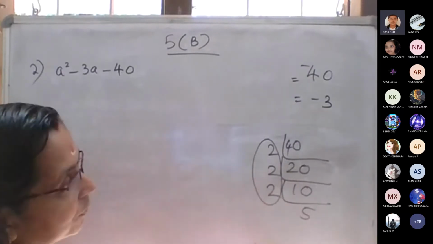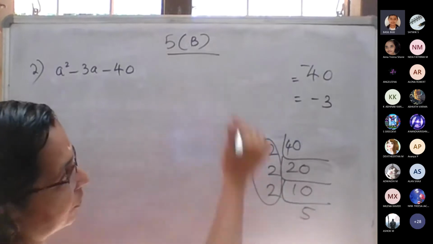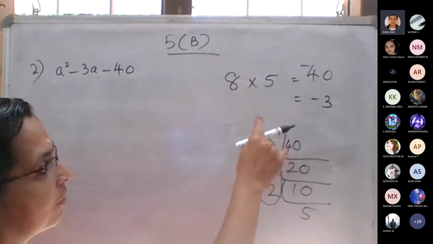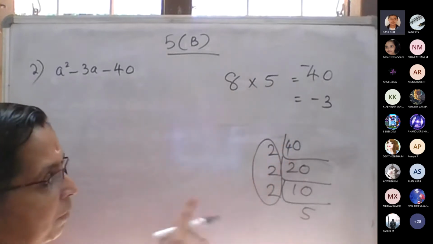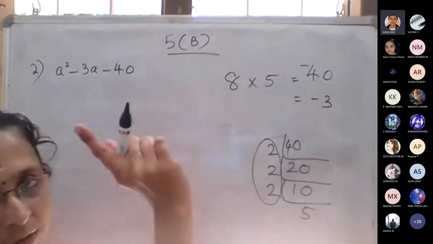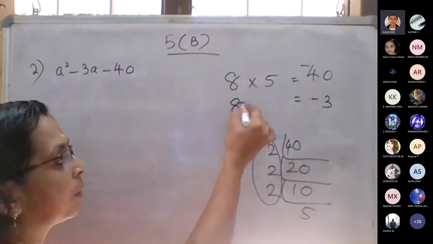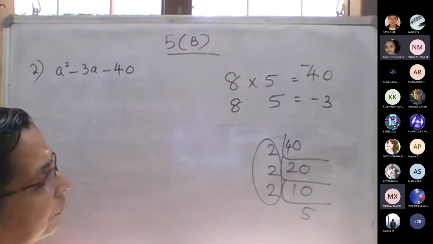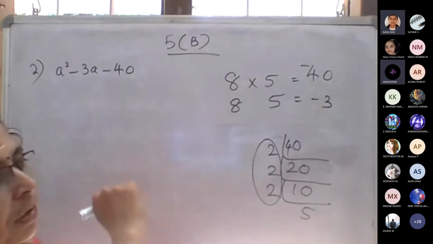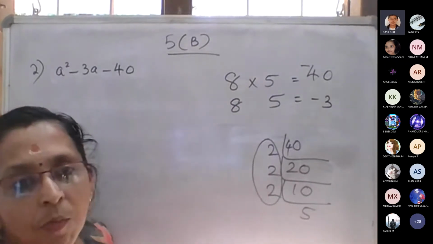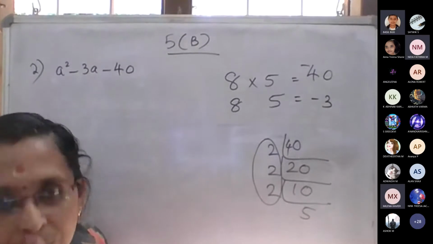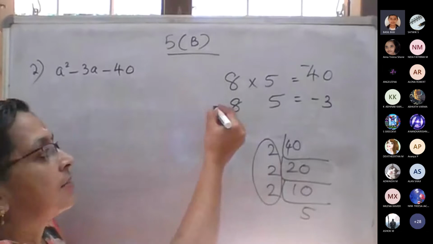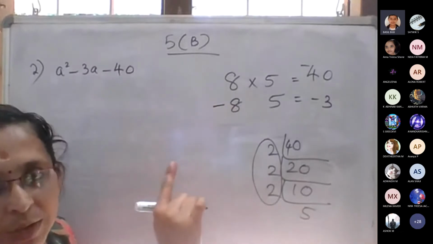So 2 into 2 into 2, 8 into 5. Okay, 8 into 5 is 40. We need a negative 40. So depending upon this negative 3 only we can write. So what we have to write? 8 or 5 with a negative sign. Negative 8. Why can't we put negative 5? Ma'am, because the greater number's sign. The greater number's sign only we have to put. When we subtract, we put the bigger number's sign.